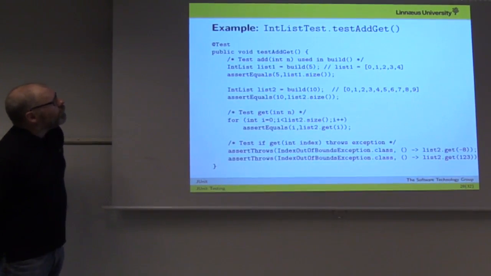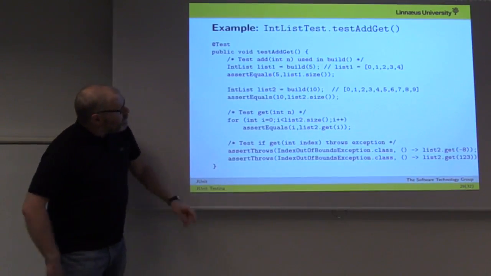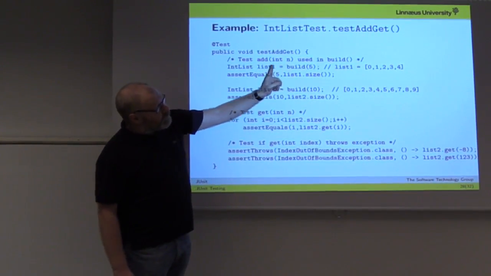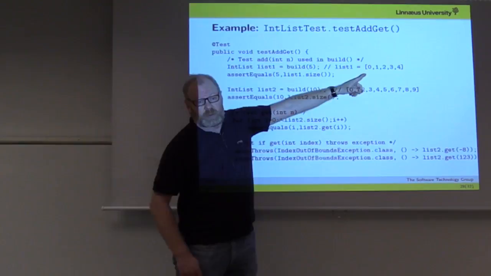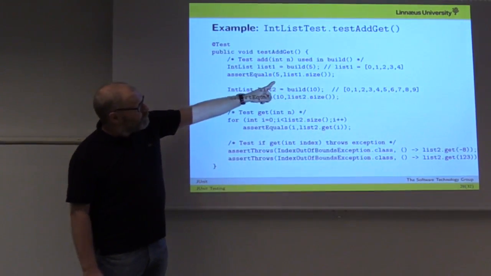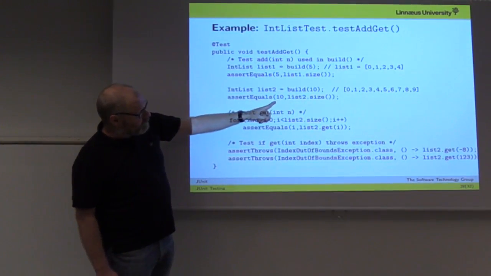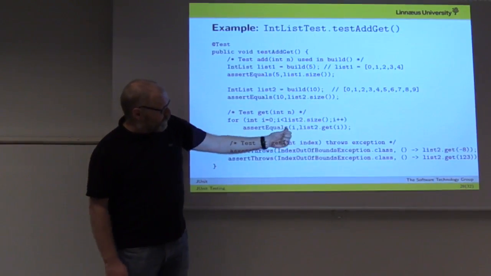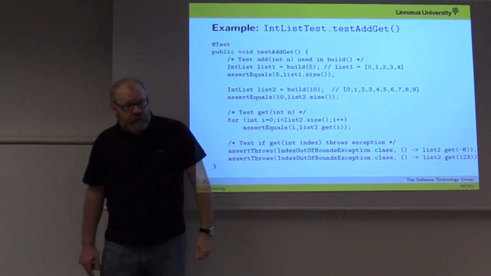Here I have one example from my int list test. In this case, I'm interested in testing the add method and the get method. I'm testing the add method, since the add method is used inside build. So when I call the build method here, it will build me a list that contains this one using the add method. And then I'm just checking, okay, the size should be 5, and I'm building another one, and I'm checking that the size is 10, and then I run through all these elements, and I check that in the first position we have 0, in the second position we have 1. I know what it looks like, so I can check that it looks like this.